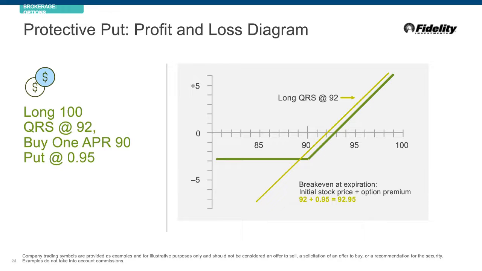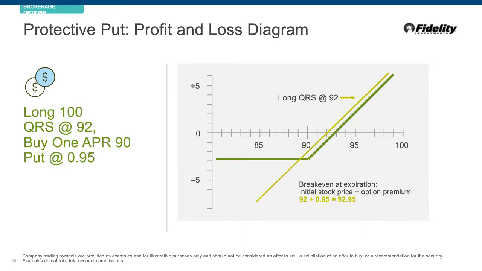The protective put is illustrated by the darker green line. So we see here as the stock rises, we get closer and closer to our break-even point with our protective put. Where the dark green line intersects the horizontal axis, we have a break-even at $92.95, with the cost of the stock at $92 plus the 95 cents in premium that we paid on the put.